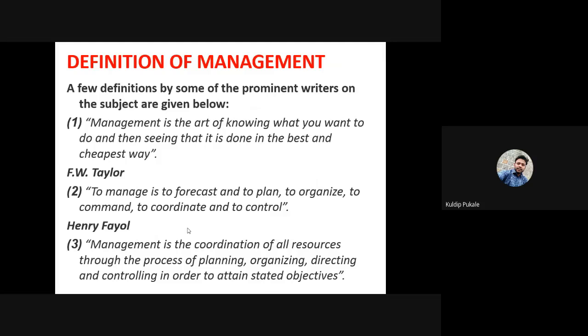Let's see the different management definitions given by prominent writers. First is F.W. Taylor. He said that management is the art of knowing what you want to do and then seeing that it is done in the best and cheapest way. Take that earlier example of performing the mini project in a group. The group leader is required to complete the given task, that mini project, within time as well as in the cheapest way.